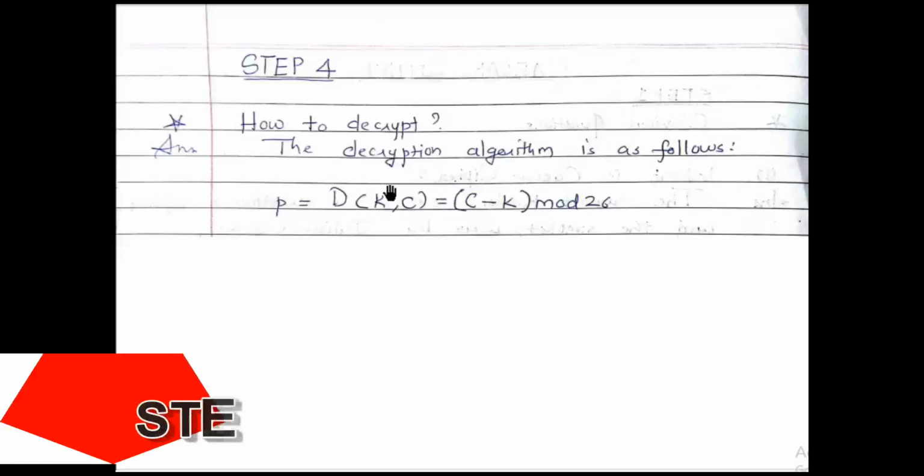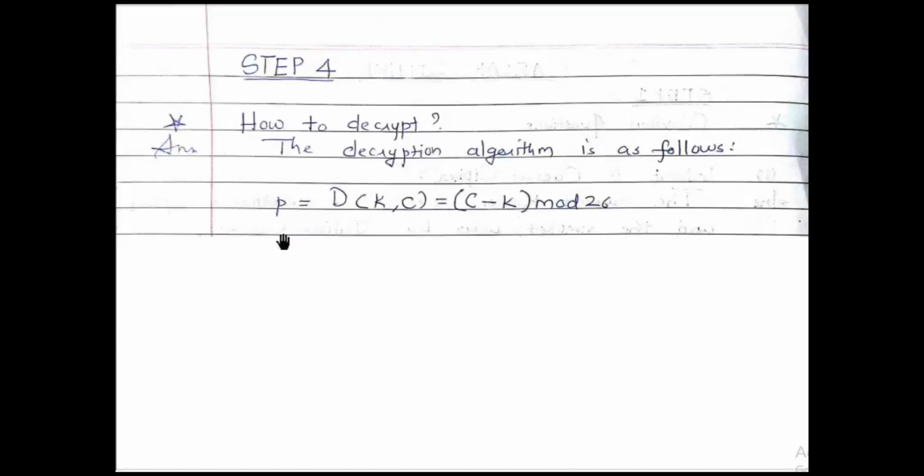Step 4, guys. How to decrypt? The decryption algorithm is as follows. P, that is the plain text. Decryption is getting the plain text back from your encrypted data. So P, that is plain text, is equal to the decryption algorithm of K comma C, where K is the key, guys. In the above case it was 3, and C is the ciphertext letter. So what would be the algorithm for this? C minus K mod 26. So this is step 4.